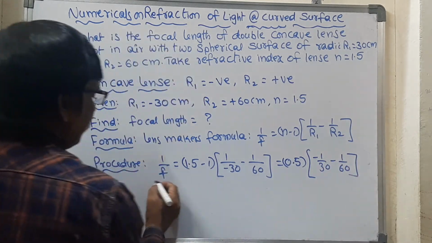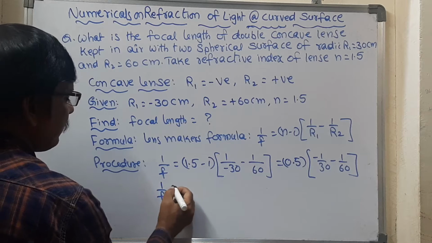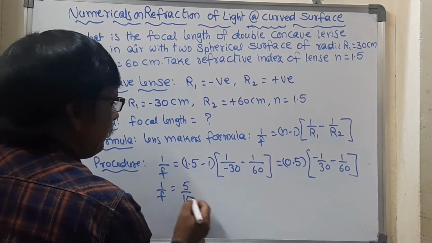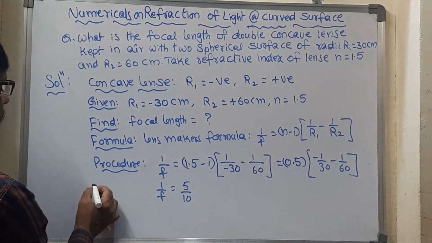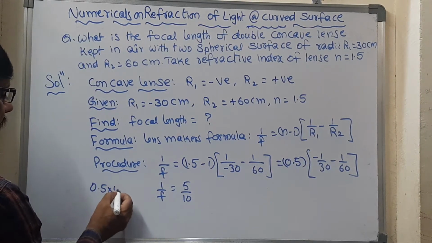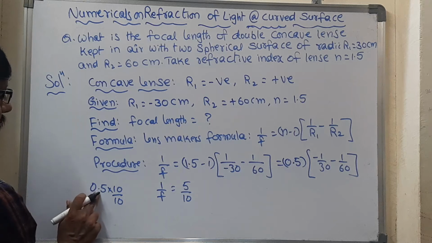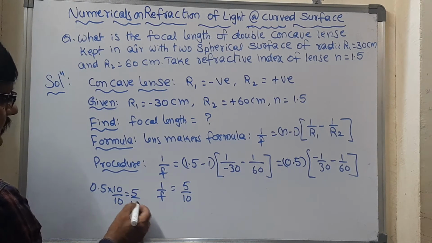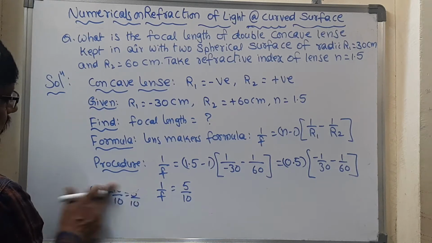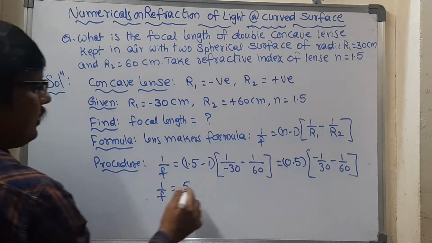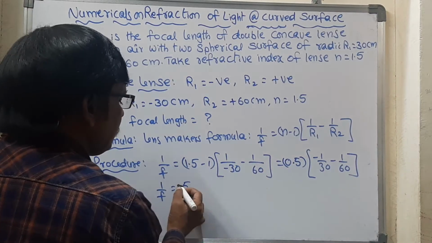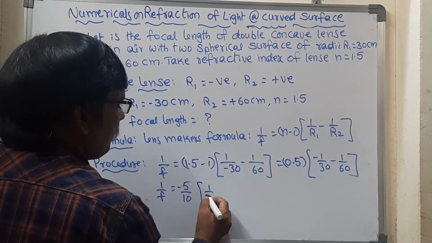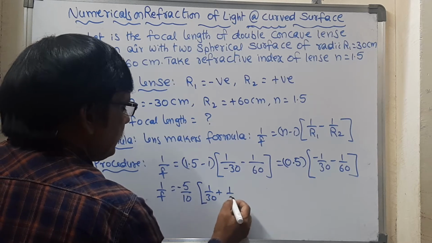So 1 by F is equal to 0.5, which can be written as 5 by 10. Very simple: take 0.5 into 10 by 10, so the decimal and one 0 will go, and 5 by 10 is left. In this way we can do it. Now let us take the minus outside, no problem in that. So what we have here is 1 by 30 plus 1 by 60.